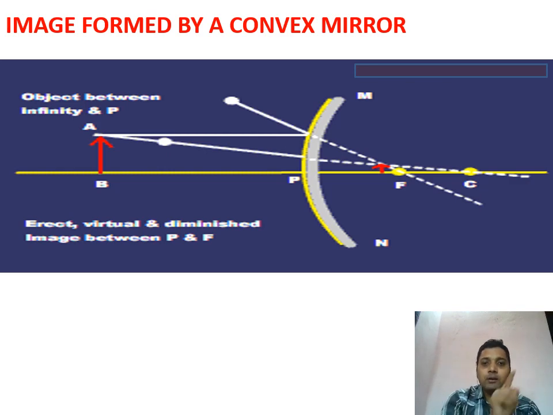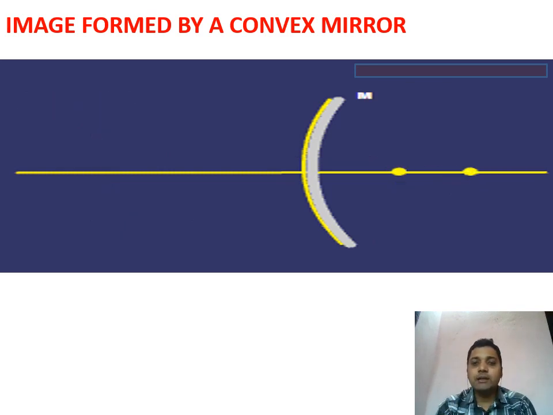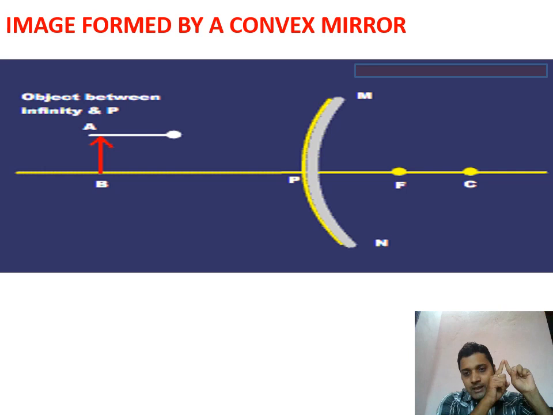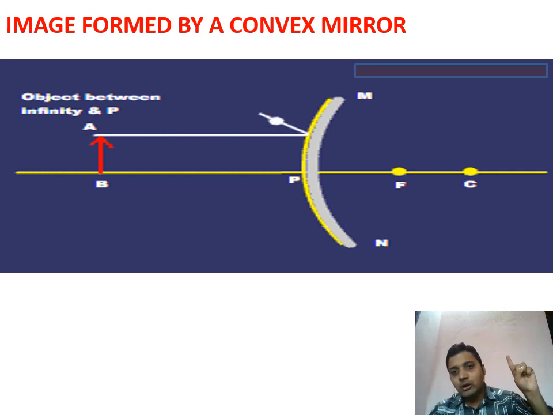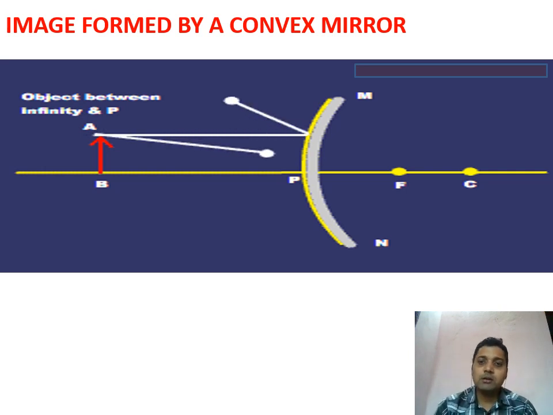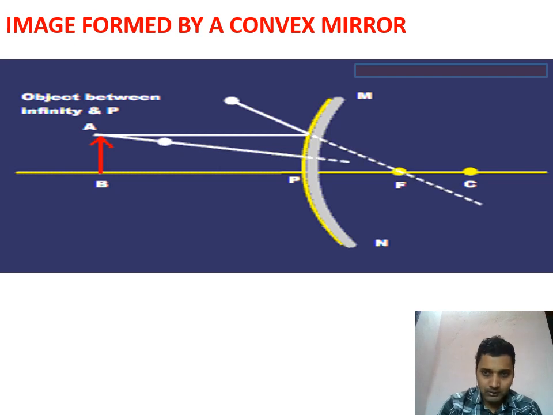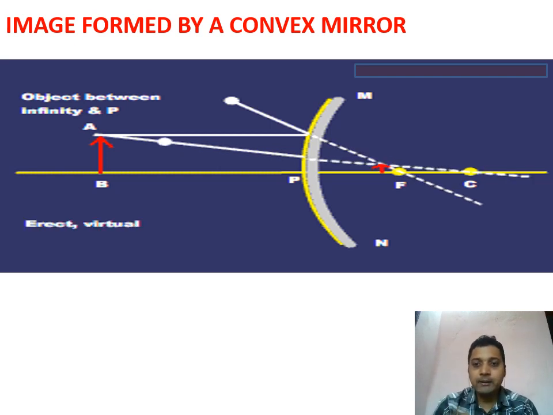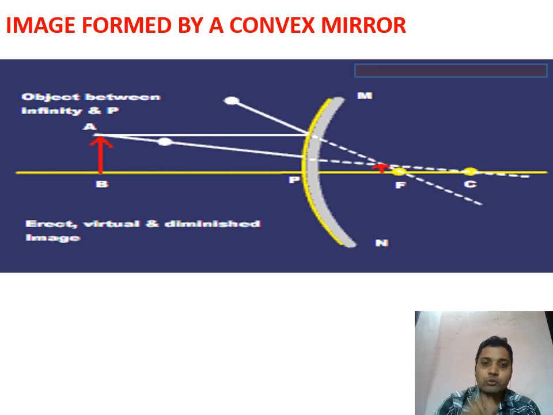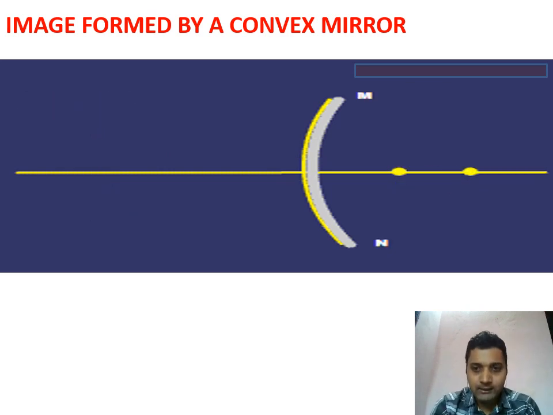Another one, a ray of light passing through the center of curvature remains undeviated, means from the head of that object, a straight line is drawn to the center of curvature. This is the undeviated ray, but because it is a diverging mirror, we have given a dotted line. Where these two lines join or intersect, that is the image point. So here the image formed is erect, virtual and diminished.